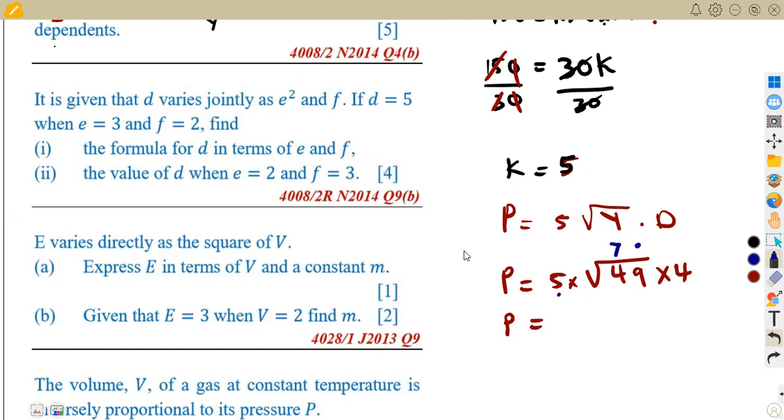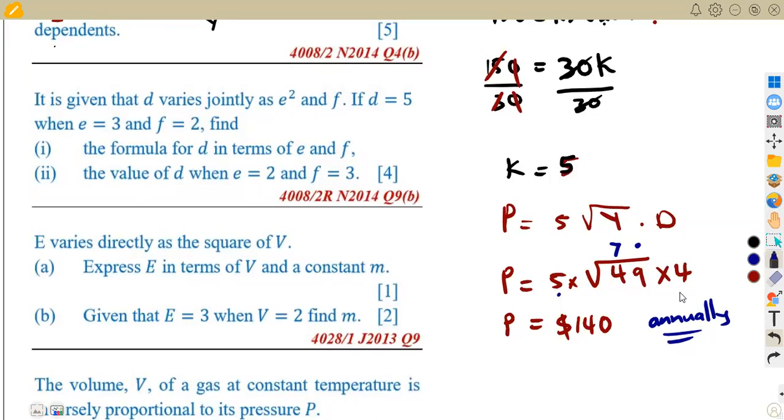5 multiplied by 7 multiplied by 4. This is going to give us $140. So this is annually.